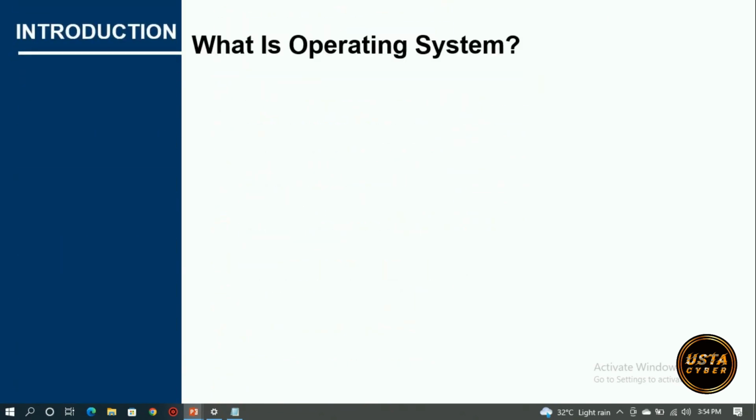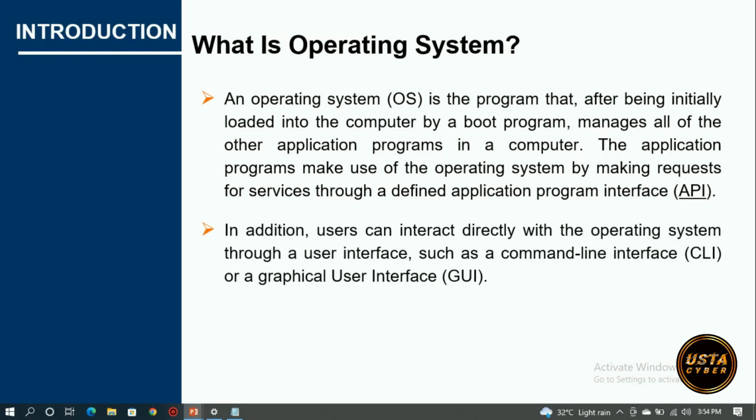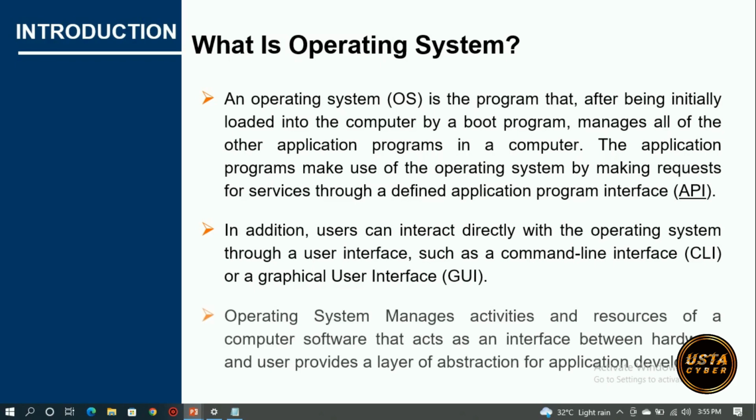First of all, we will understand operating systems and their functions. What is an operating system? An operating system is the program that, after being initially loaded into the computer by a boot program, manages all of the other application programs in a computer. The application programs make use of the operating system by making requests for services through a defined application program interface, API. In addition, users can interact directly with the operating system through a user interface, such as a command line interface, CLI, or a graphical user interface. The operating system manages activities and resources of a computer, and is software that acts as an interface between hardware and user, providing a layer of abstraction for application developers.